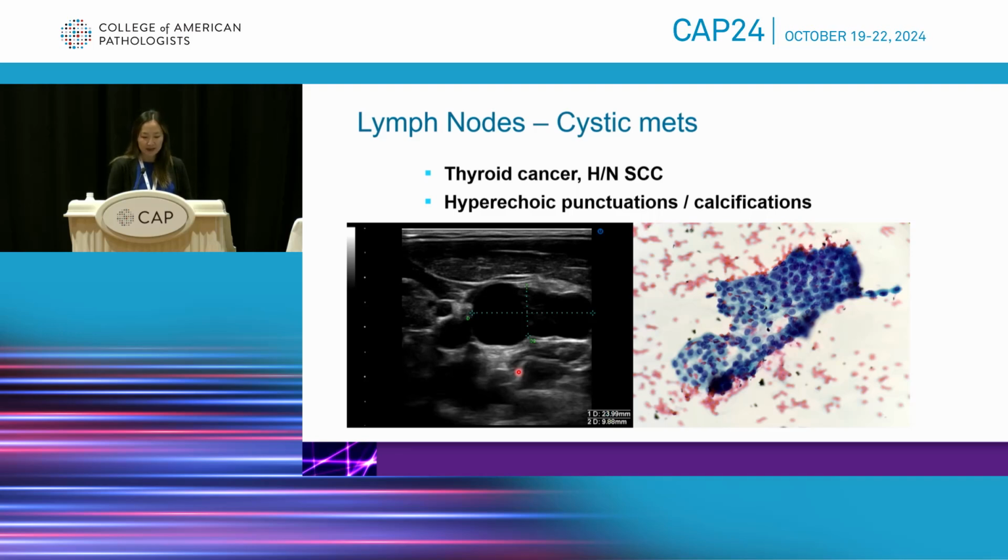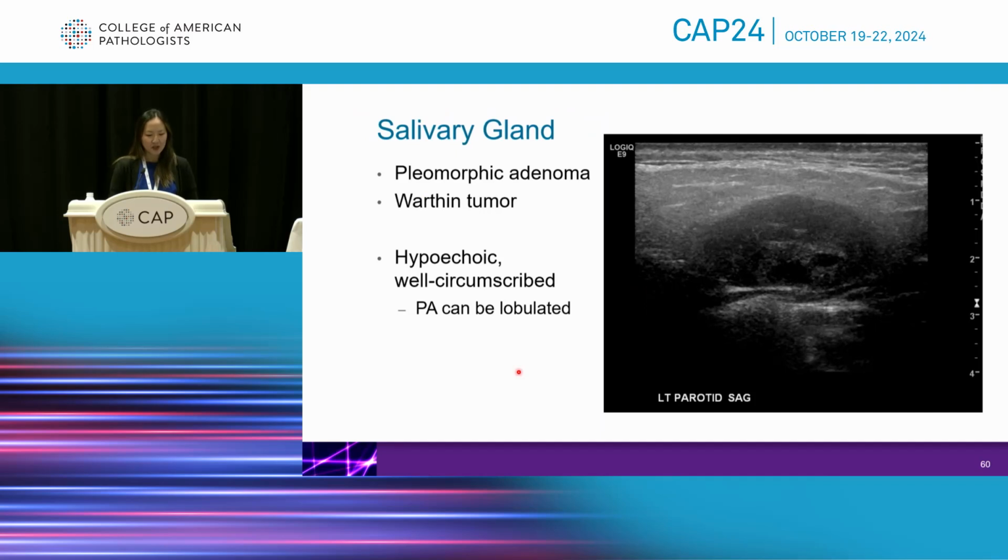We'll talk a little bit about salivary gland. So the most common lesions that are benign that we'll see would be things like PA and Warthin tumor, and both of these types of tumors tend to be hypoechoic and well circumscribed. So this is an example of a Warthin tumor.